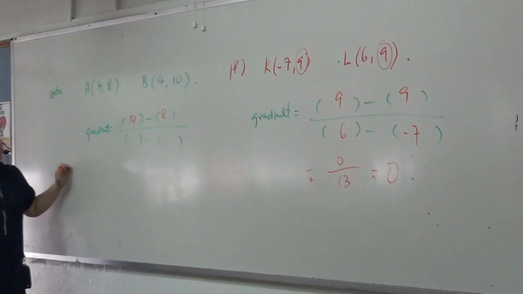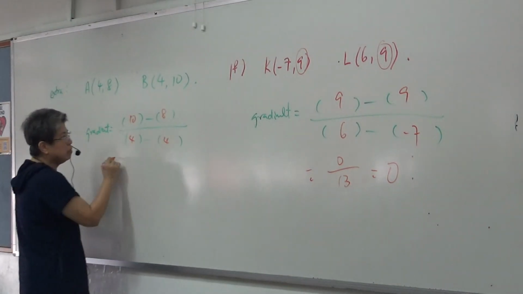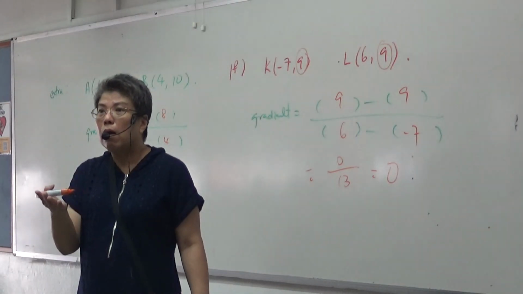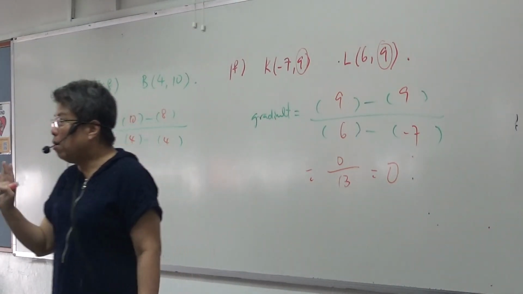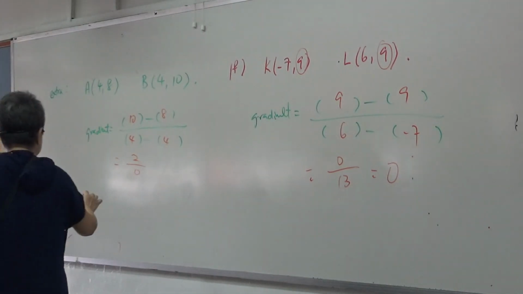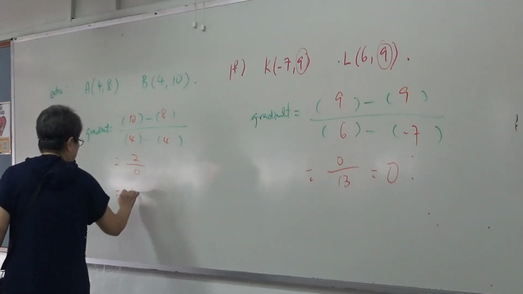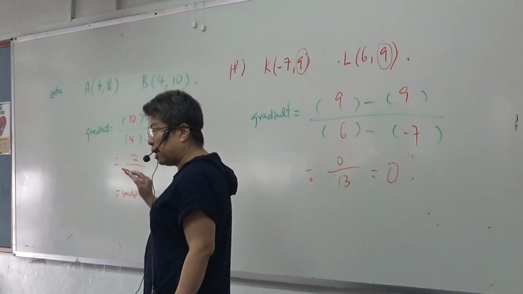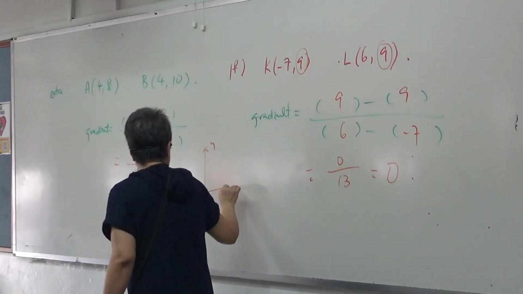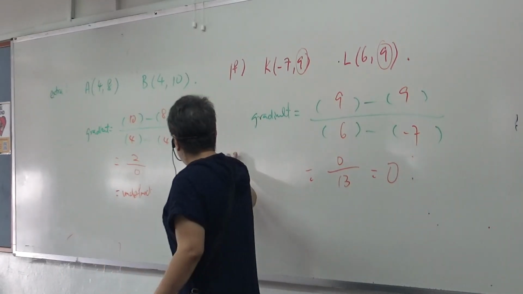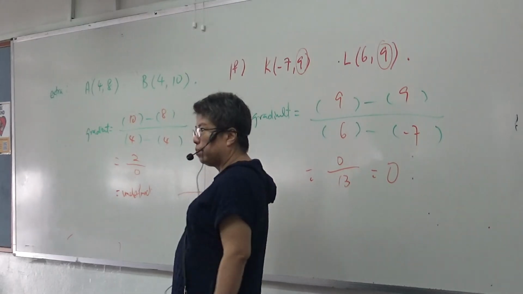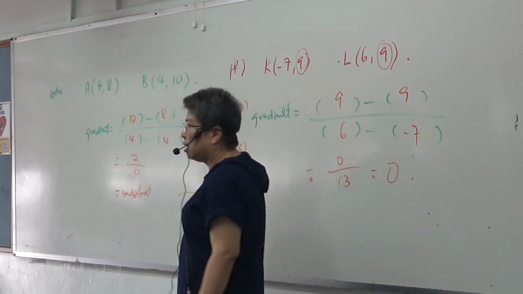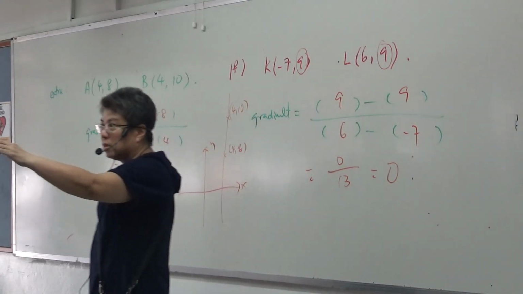Minus 8. Then 4 minus 4. So this is 2 over 0, right? Anything over 0 is undefined. So this is undefined. Now, even if I draw, it will coincide with the notes that I tell you. Okay, all of you know. 4, 8, somewhere here, right? 4, 10 must lie on the same straight line, right? Just higher up. The vertical line just now, I tell you what's the gradient?